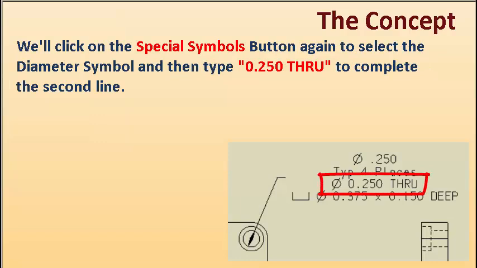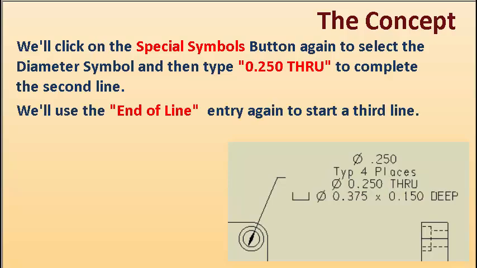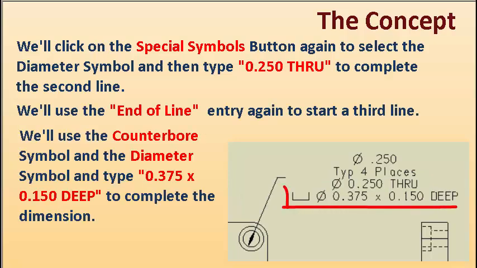We'll click on the special symbols button again to select the diameter symbol and then type 0.250 through to complete the second line. We'll use the end of line entry again to start a third line. We'll use the counterbore symbol, the diameter symbol, and then type 0.375 by 0.150 deep to complete the dimension.